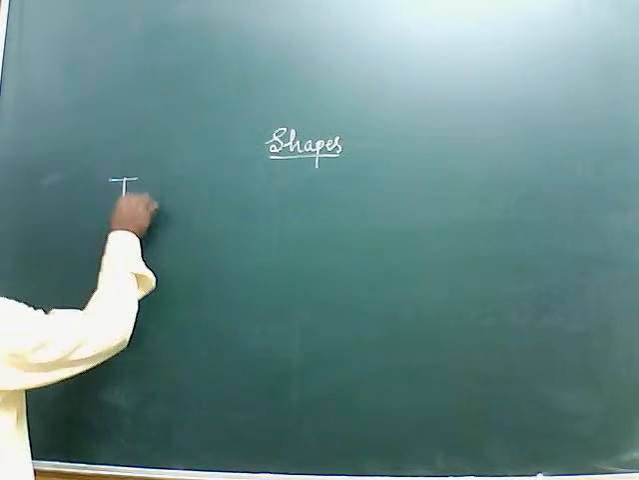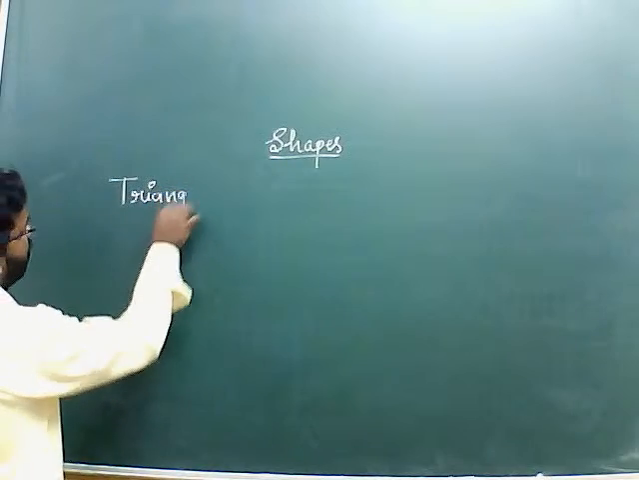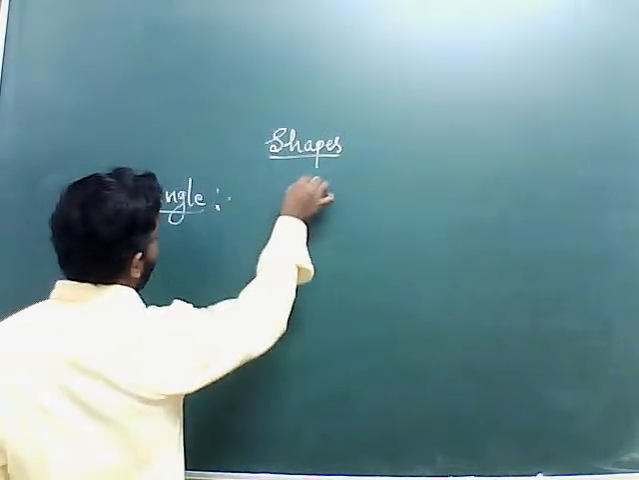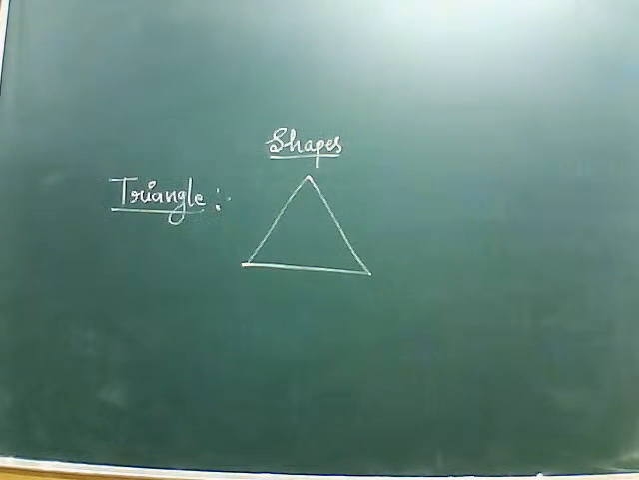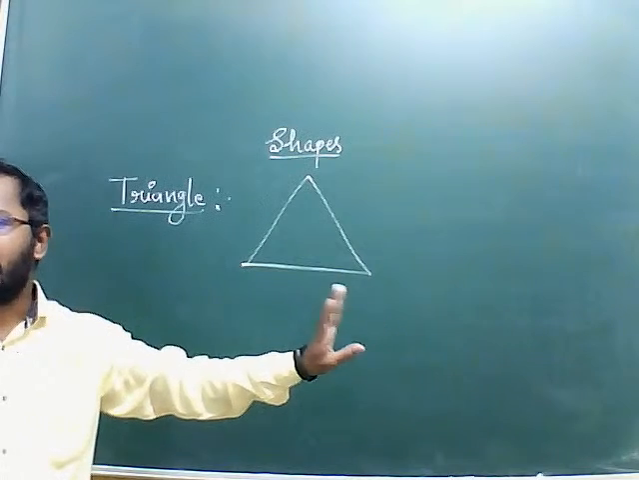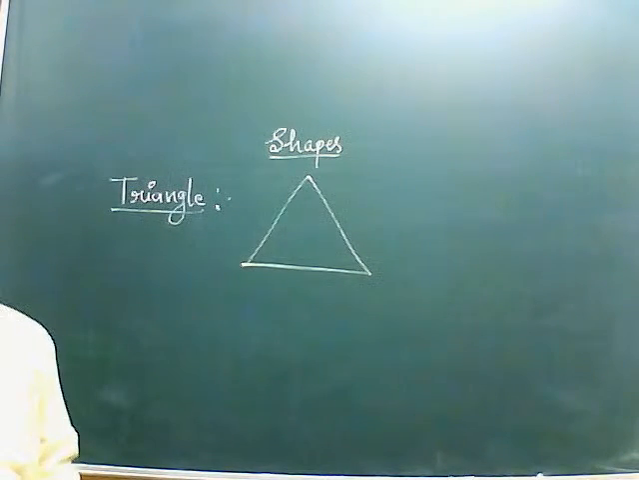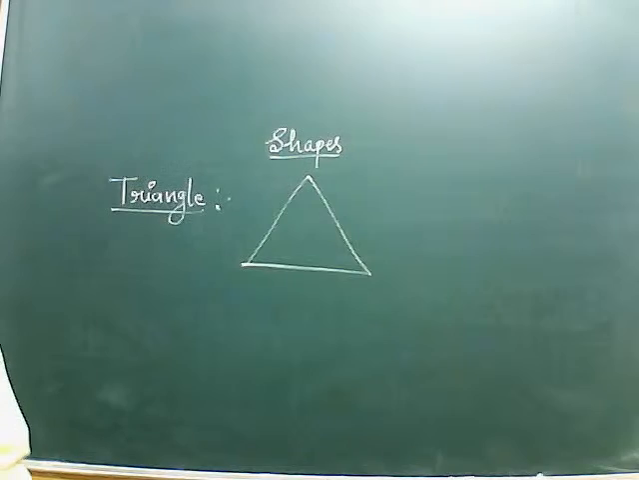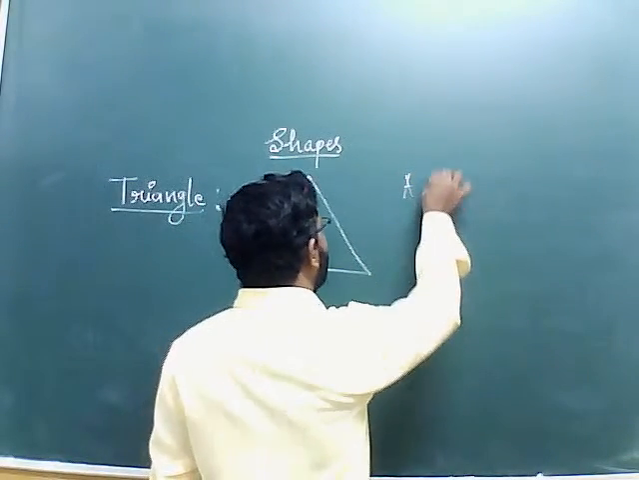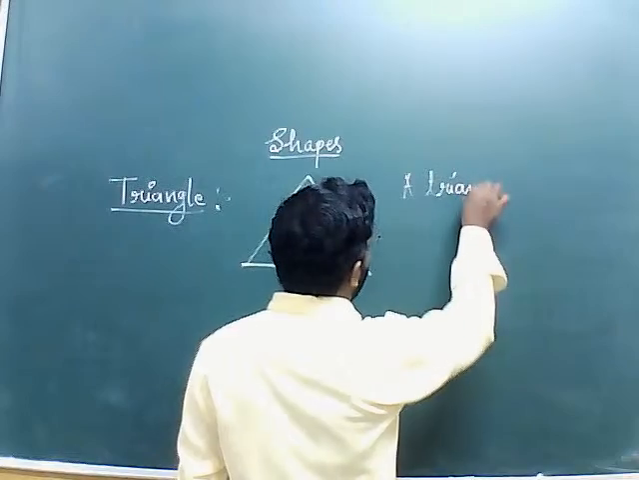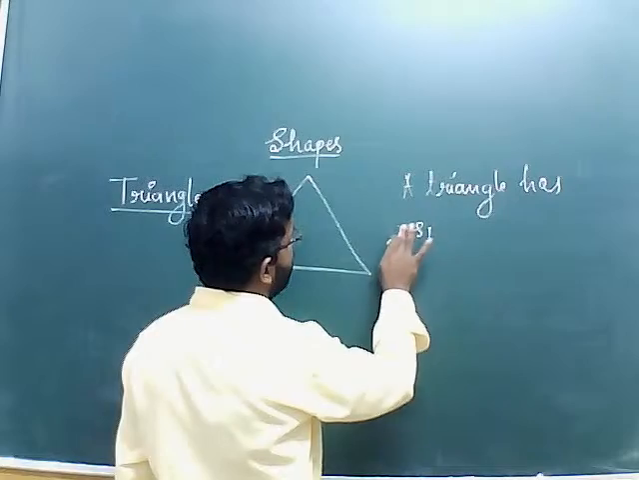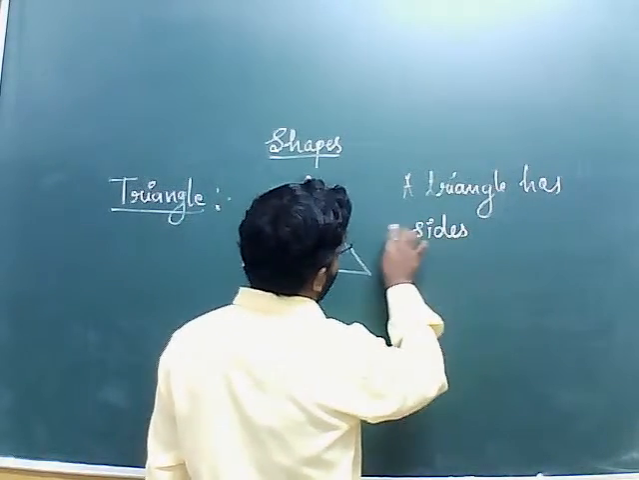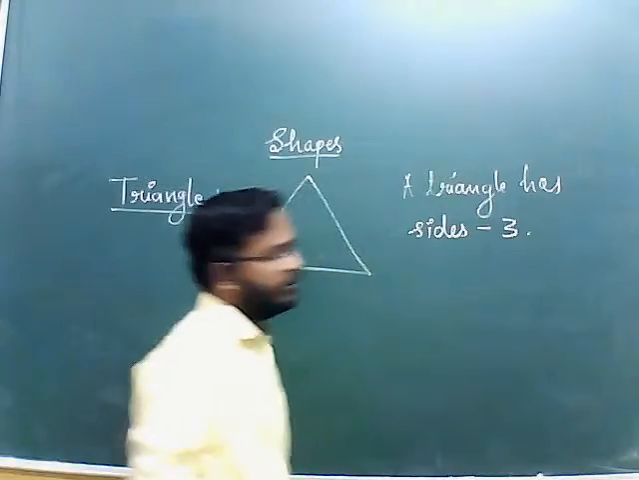So next we are learning about triangle. Triangle means it is a three-sided figure. This shape we call as triangle. So you can write triangle as how many sides? Three sides we are having.